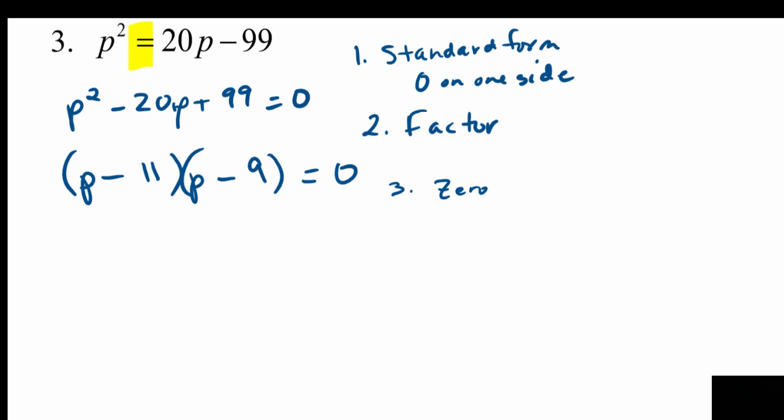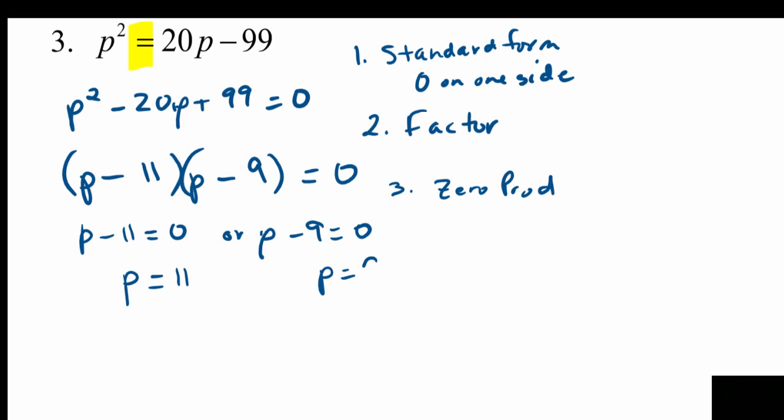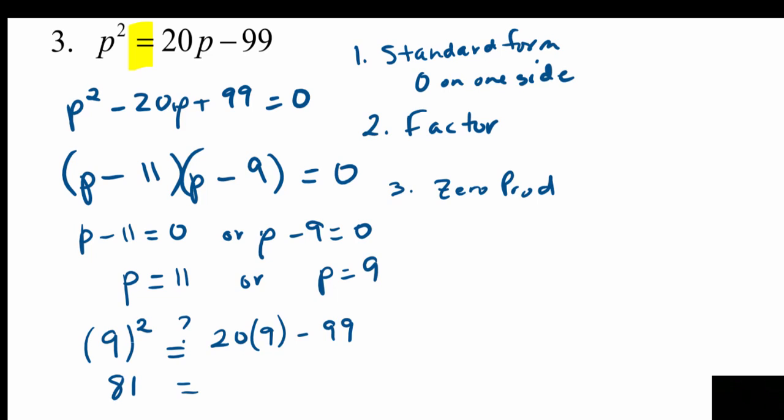Now we're going to use our zero product property and write those 2 new equations. One that says p minus 11 equals 0, or p minus 9 equals 0, which means p equals 11 here, or p equals 9. Awesome. We get those 2 answers, and then let's check one of them. Okay, let's check the 9. Does 9 squared equal 20 times 9 minus 99? Let's see. We get 81 over here. And then here we get 180, and 180 minus 99 is 81, so that checks. So our solutions, there's 2 of them, right? There's the 9 and there's the 11.